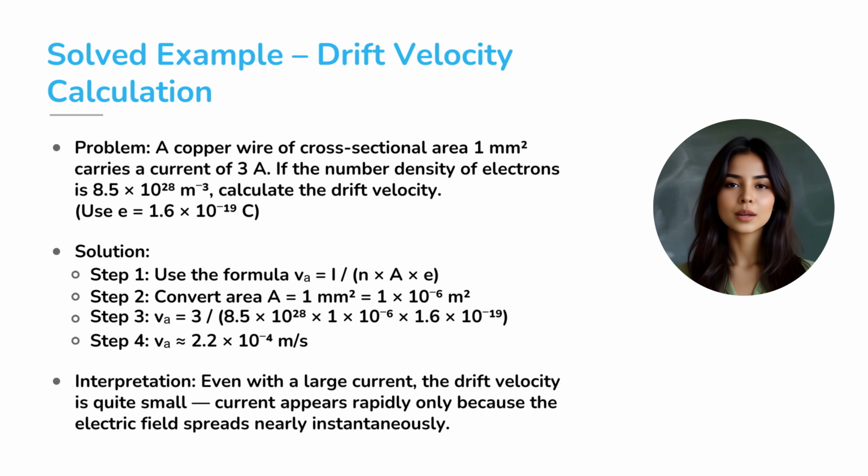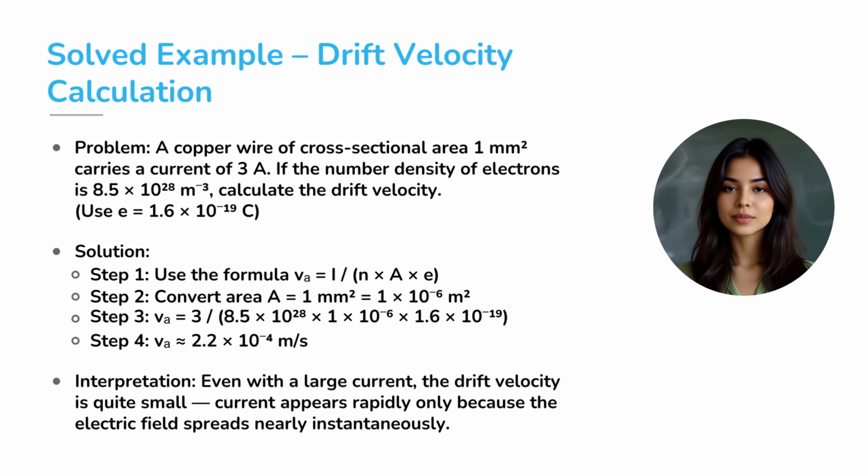Plug in the values. v sub d equals 3 divided by open bracket 8.5 times 10 to the power 28 multiplied by 1 times 10 to the power minus 6 multiplied by 1.6 times 10 to the power minus 19 close bracket. Solving this gives v sub d approximately 2.2 times 10 to the power minus 4 meters per second. That's a very small speed, but it's enough to create significant electric current because millions of electrons are moving simultaneously.